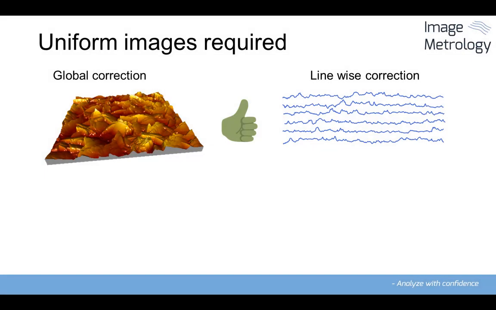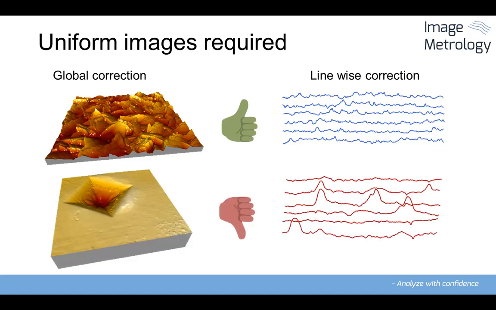Both global leveling and line-wise leveling and the higher order versions rely on the image having an even spatial distribution of Z values. In the line-wise case, it is additionally required that all lines have the same coarse structure. If this is not the case, it'll lead to artifacts. Let's see how.